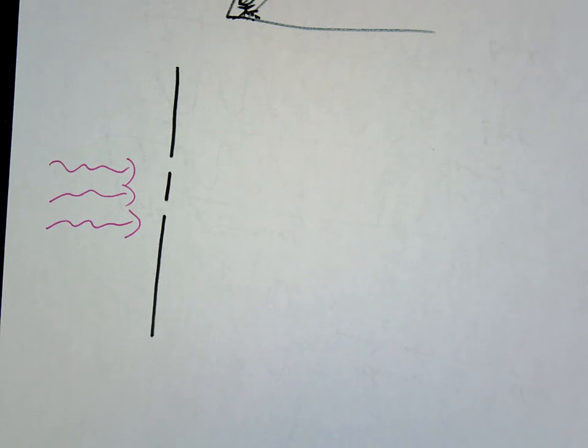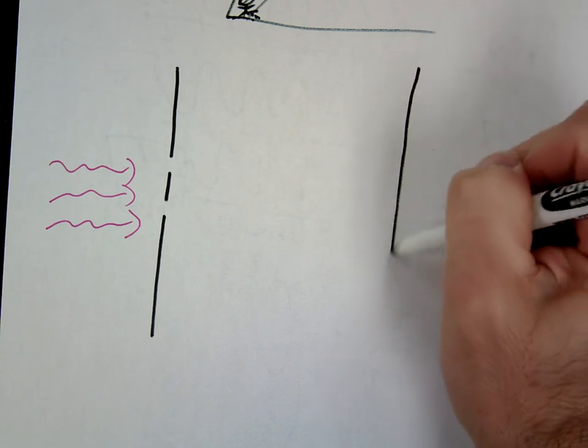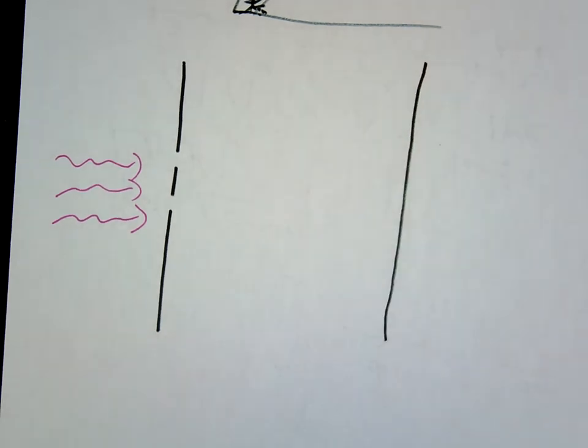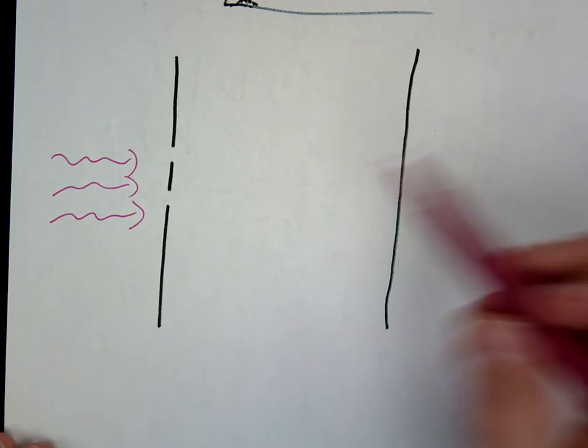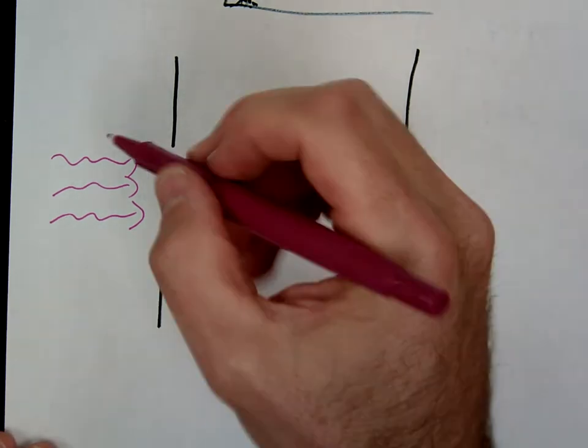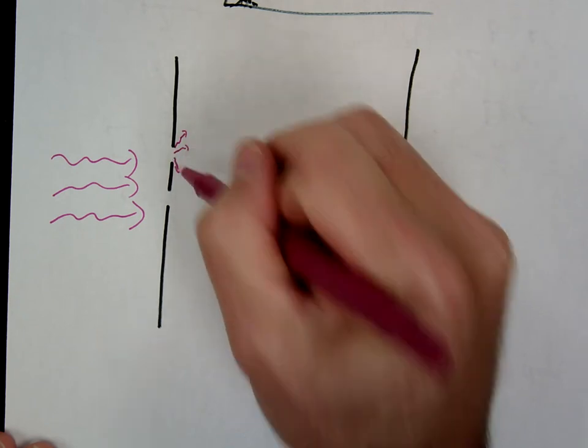Okay, so we're going to send our laser through. Now here's what's going to happen. Here's our screen back here that we're going to look at. We're going to send our laser through, and I'm just going to look at different paths of the light. So remember, light's going to bend around a corner. So it's going to bend this way, this way, this way, etc.